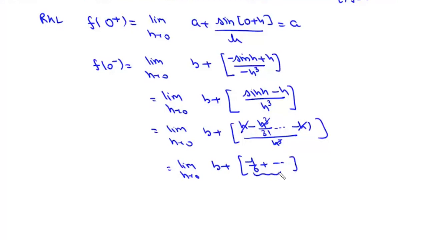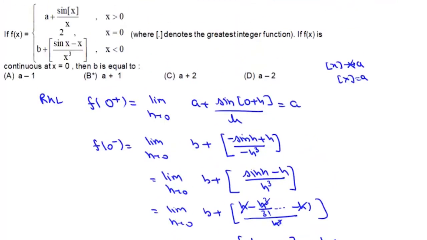Now this value will be negative, so it will be less than 0, and get a function of 0 negative is minus 1, so it will be this b minus 1. If this function is continuous, then a must be equal to b minus 1, or the value of b is a plus 1. And that's your option B. And we can find the value of a and b also using this condition.